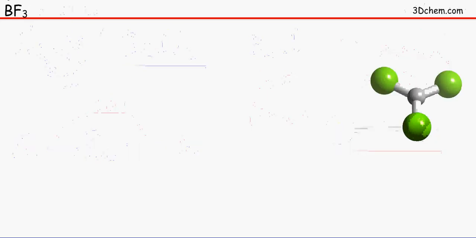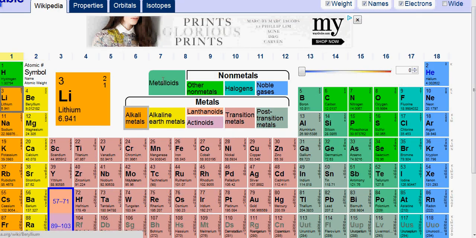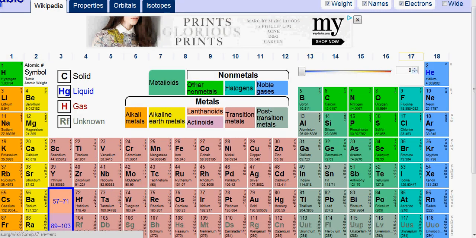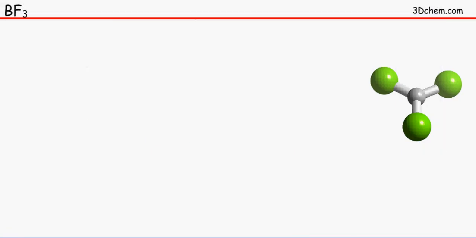The next one is BF3. If you look at ptable.com, we can see that it's boron fluoride. Now, imagine we had BF2. Okay, just imagine, for all the chemists out there, don't worry. I know this is wrong, but just bear with me. Now, we add the other bonded pair onto boron, to make BF3.